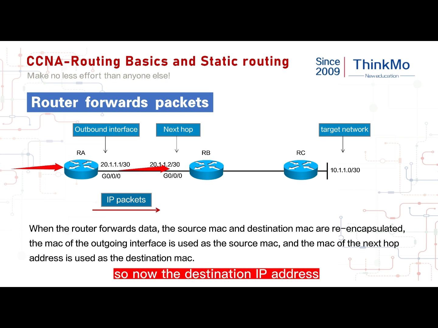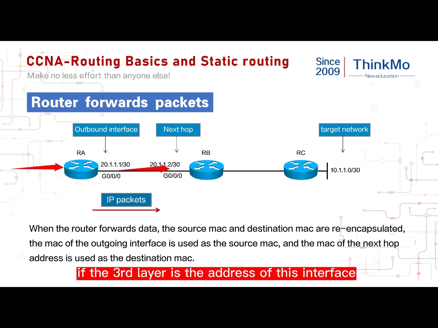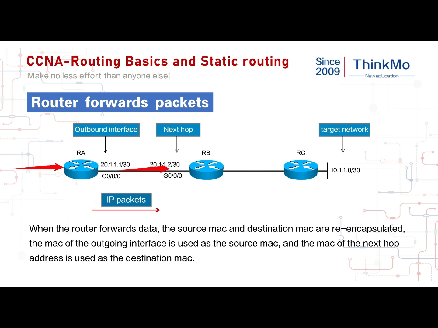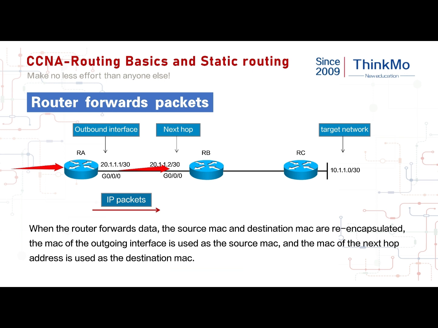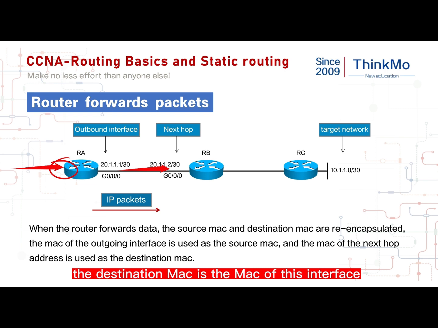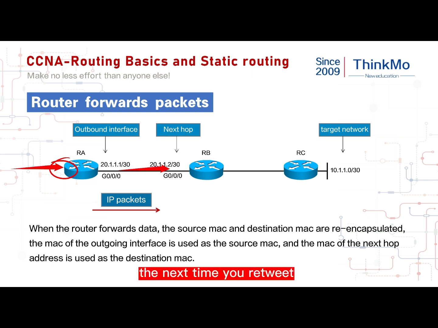So now the destination IP address is the address of the left interface of RB. When we do data encapsulation, if the third layer is the address of this interface, and both of them are a directly connected network segment, from RA to RB, it makes an ARP request to get the MAC address of RB. That is, when this data is sent, the destination MAC is the MAC of this interface. The next time it is forwarded, the destination MAC is its MAC. Further down, the destination MAC is its MAC.